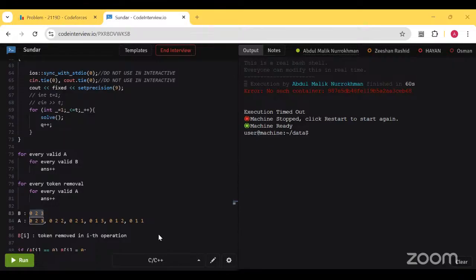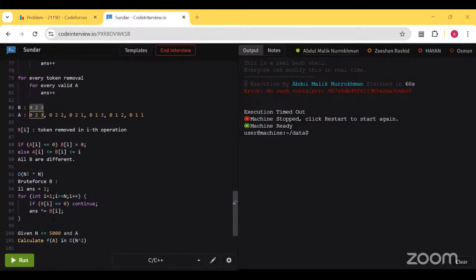Alright. That's why it is just the product of array P. Because for each Pi, there are Pi possibilities for Ai. Because Ai can be equal to 1, 2, 3, or up to Pi.